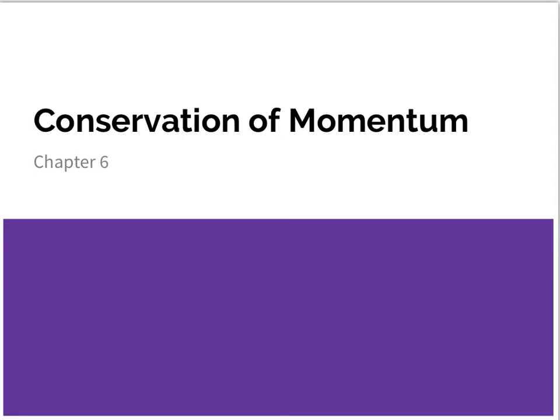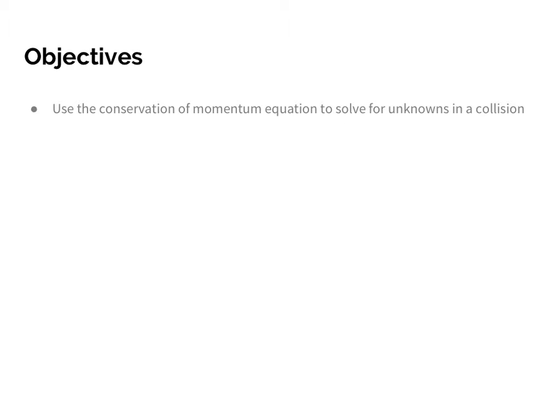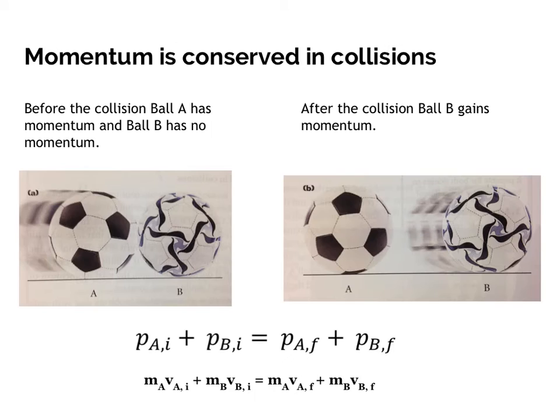Okay, so these are your conservation of momentum notes. The objective is that you would be able to use this equation to solve for unknowns in a collision. So the equation that we have is down at the bottom of this screen right here.